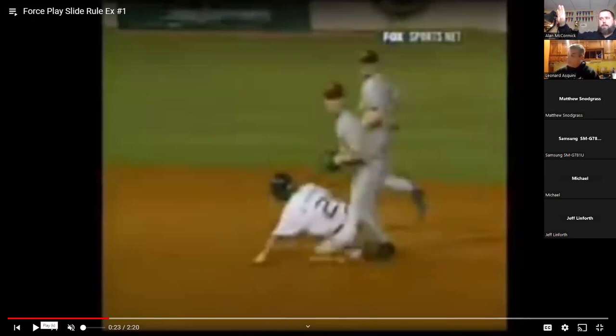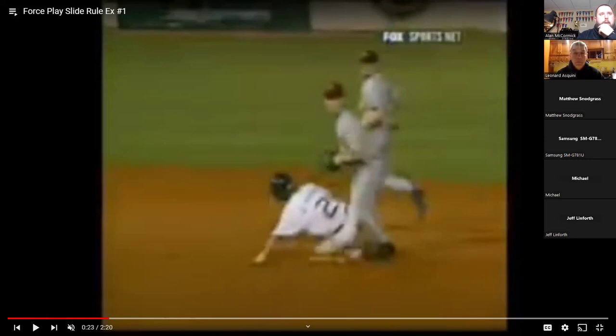He makes contact there, and then the pop up doesn't. He's kind of popping up, but kind of not. But that contact is outside the confines of the base. I wish I could find the actual diagram of what the forced play slide rule is. I don't know if it was ever in the rule book or not. I know it was in the college rule book, but because that contact happened not in the width of the base, that would be a forced play slide rule as well through the grainy footage there.